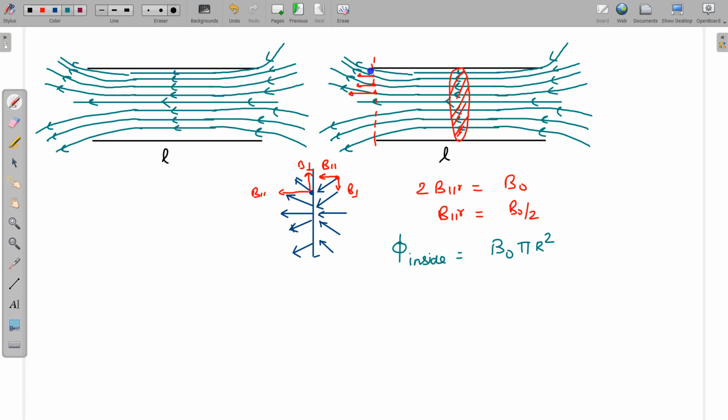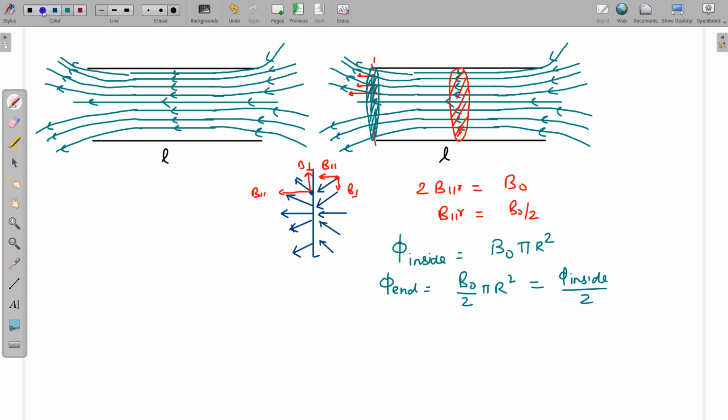And at the end, suppose at this cross section which is at the end, the magnetic field will be due to this parallel component. The component perpendicular to the axis will be tangential to this area, so it will not give rise to any flux. So the flux at the end will be from this parallel component which is perpendicular to this surface. So this is B naught by 2 multiplied with pi r square. Obviously this is phi inside divided by 2, half of the flux inside.